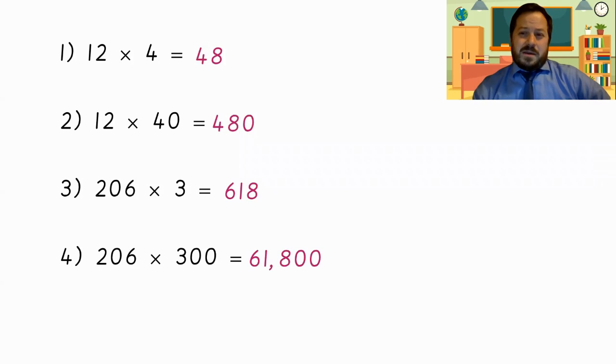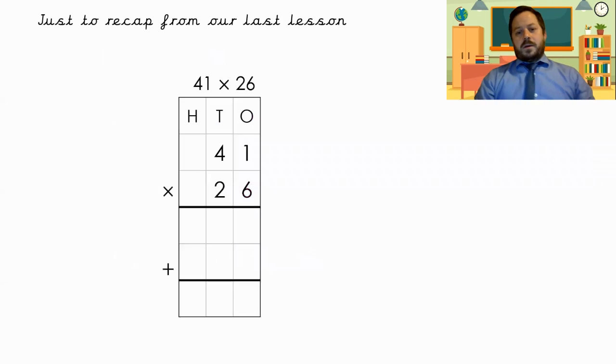So you can see through looking at this that actually there's a lot of knowledge that we know from our times tables that can be used to do much harder calculations as long as we remember the link between them. So let's have a look. Just to recap from last session, here is a 2-digit by a 2-digit. We've got 41 times 26.